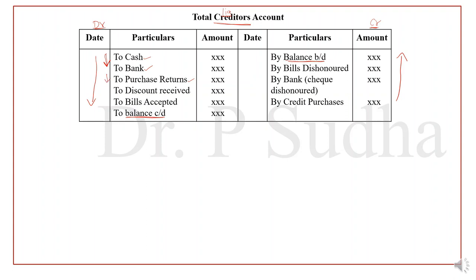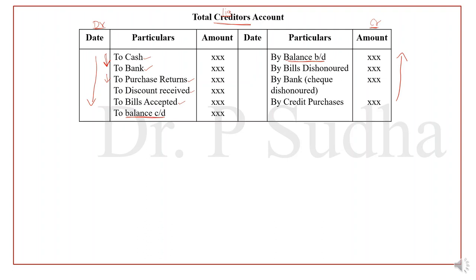Then discount received. Our creditor is giving us a discount. For example, he is giving me a discount of 2,000 rupees. What happens? My liability decreases. So I am debiting it. Then bills accepted. If the creditor is drawing a bill in my name, what happens? The liability of bills payable increases, but the creditors get decreased.